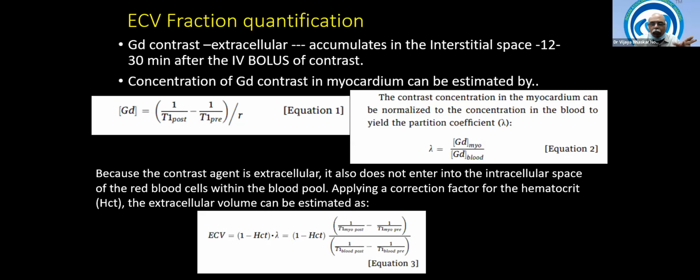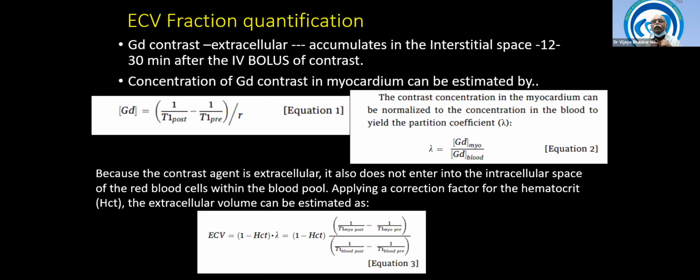Why blood pool? Because there is already blood within the interstitium. There are capillaries from which blood is going. So that is removed to get the extracellular volume fraction. Now, when you are calculating the extracellular volume ECV fraction, you also have to know the hematocrit, the PCV. Why should you know the hematocrit or PCV?